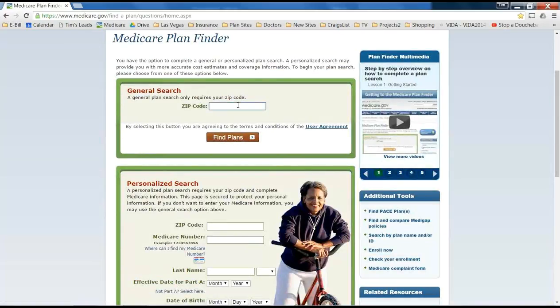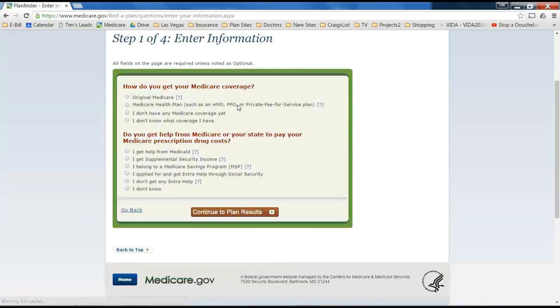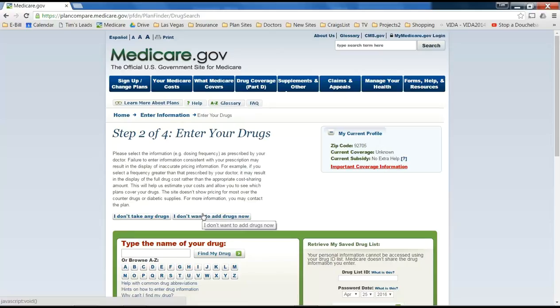We'll pick some local zip here, 92705 is Santa Ana. I always answer these the same way. I don't have coverage yet. I don't get extra help. If the person does get extra help, then by all means, select that they get extra help. The reason I don't select it, especially when I'm trying to do a drug list comparison, is because it'll reduce all of the prices to the low-income subsidy rates. So then they're all the same. So there's no comparison. Whereas you'll see when we get into this, there's quite a few differences from one company to another.